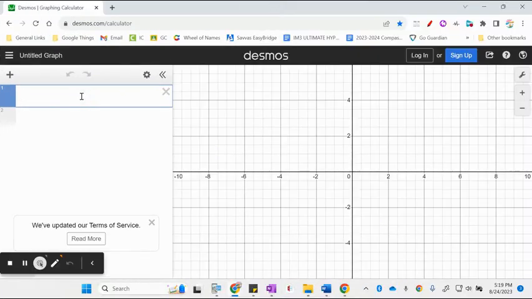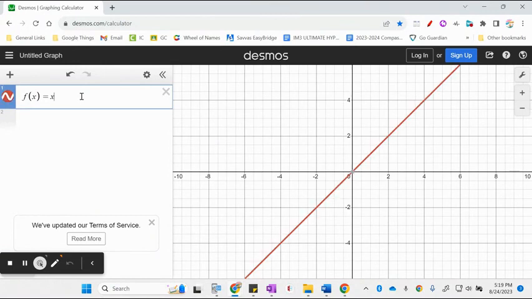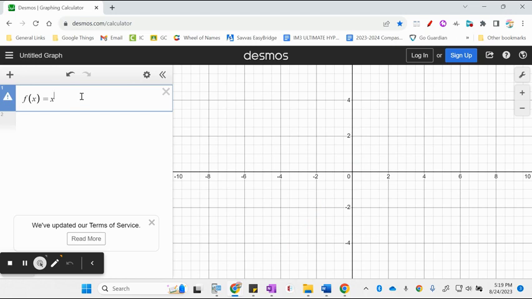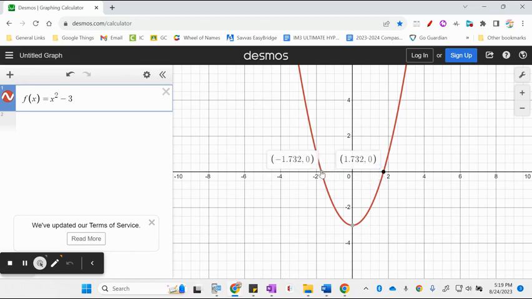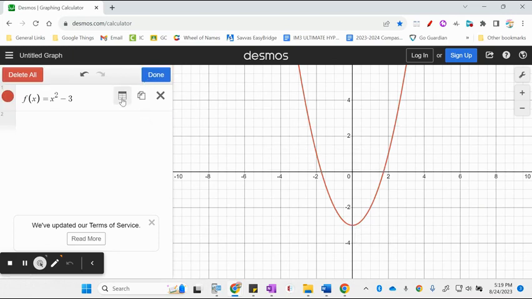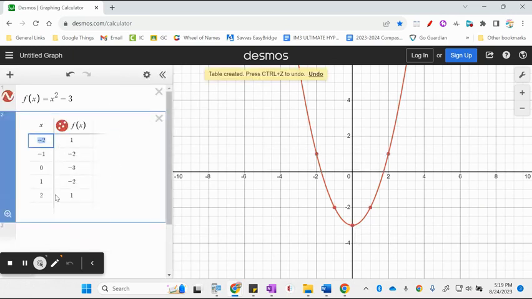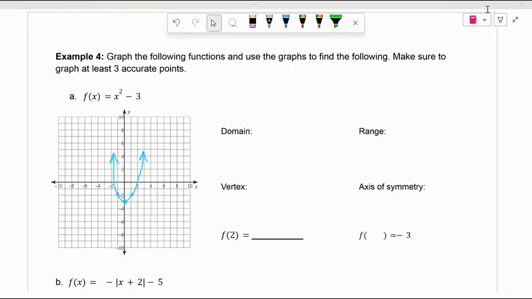Here, we just type in f of x equals x, caret, shift 6, squared, and then minus 3. And we can click on those points, the x-intercepts. They're not whole numbers, so it kind of stinks. We get the vertex, that's a whole number. But if we want more values, we hit the gear and then the table. And now we have the table of values, so we can plot those points too. So that's how we graph using the calculator or Desmos.